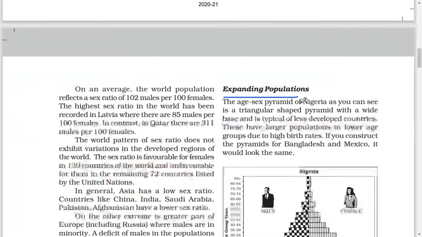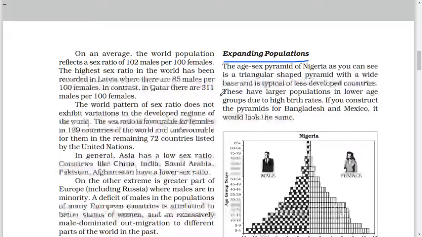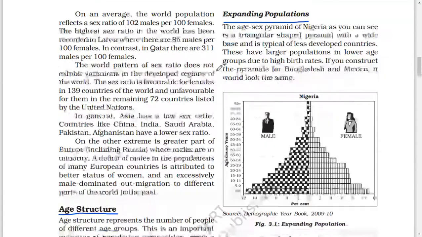Expanding populations. The age-sex pyramid of Nigeria, as you can see, is a triangular shaped pyramid with a wide base and is typical of less developed countries. These have larger populations in lower age groups due to high birth rates. If you construct the pyramid of Bangladesh and Mexico, it would look the same.